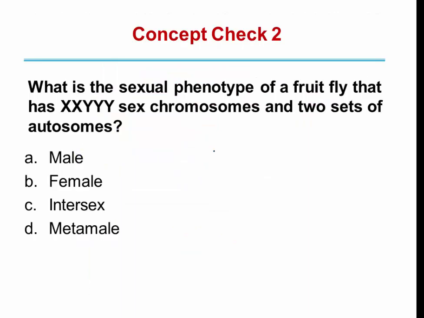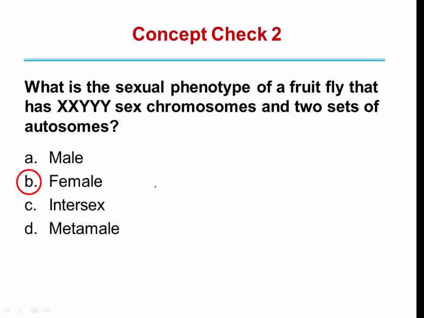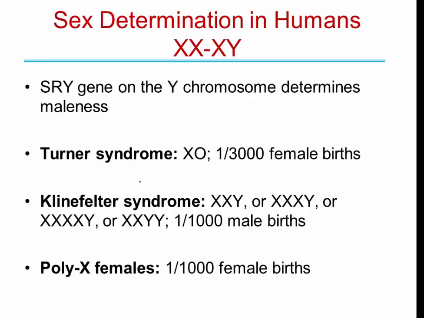So what's the sexual phenotype of a fruit fly that has this kind of chromosome constitution? 2 X chromosomes, 2 sets of autosomes, so it's going to be a female. Doesn't matter, the Y chromosomes don't matter. Turns out that the Y chromosomes are needed for fertility for males. If you don't have a Y chromosome, then the males are sterile, but they still look like males. So that would be female just because it's about the number of X chromosomes, not the Y chromosome.